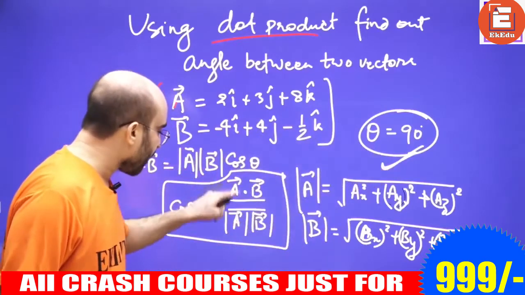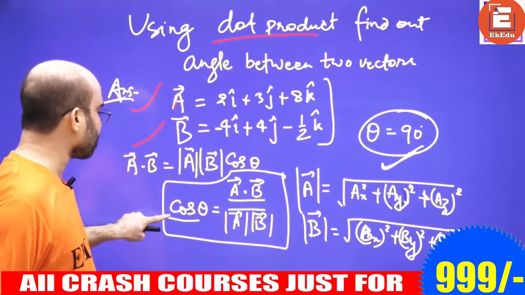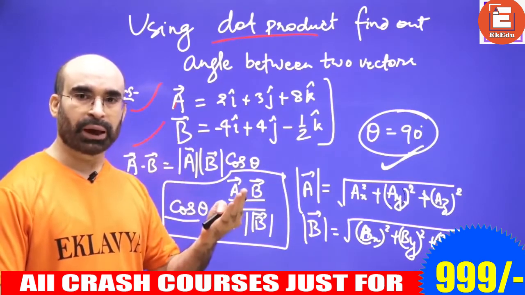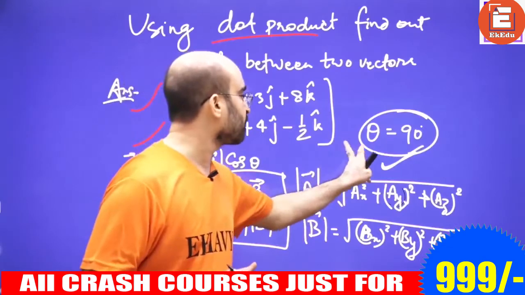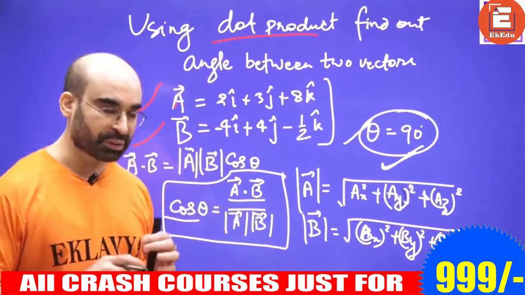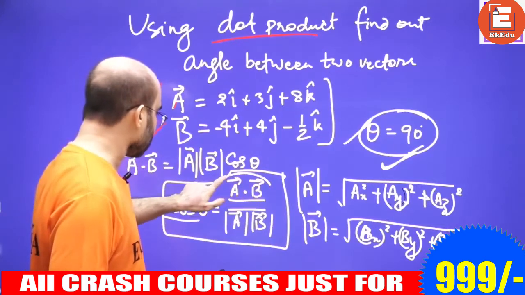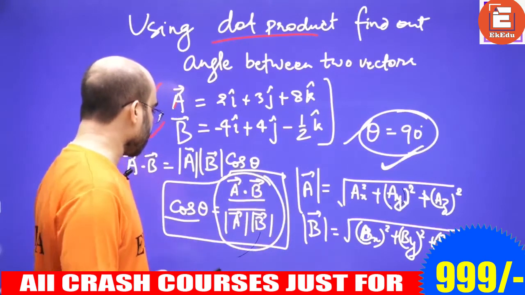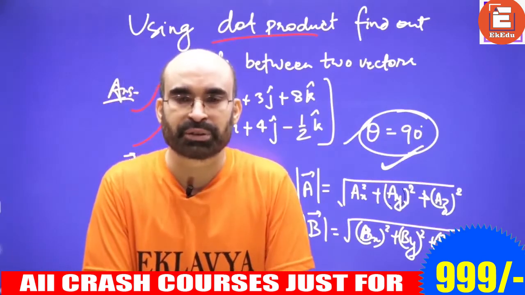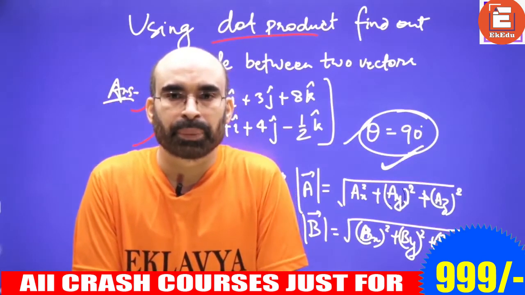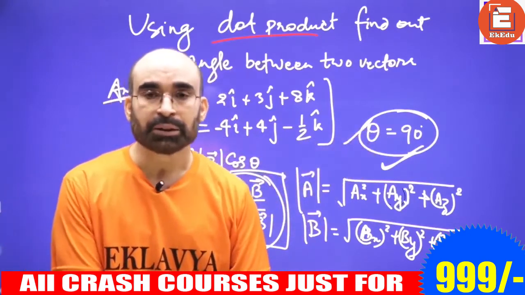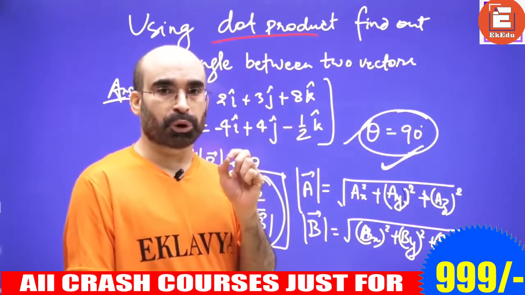So A dot B divided by this, if you do, you will get cos theta equals 0. If cos theta equals 0, that means theta is 90 degree. Understood? If you get cos theta equals 0, then what can we say? We can say that these two vectors are perpendicular. Okay? So this type of stuff would be given to you.